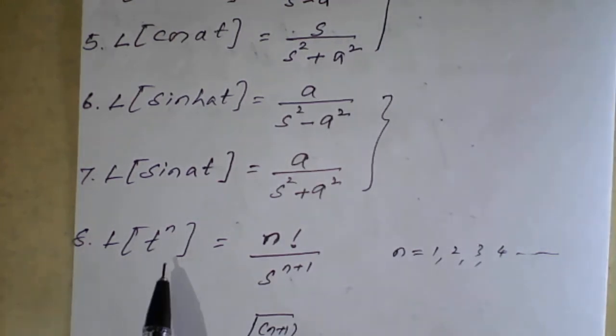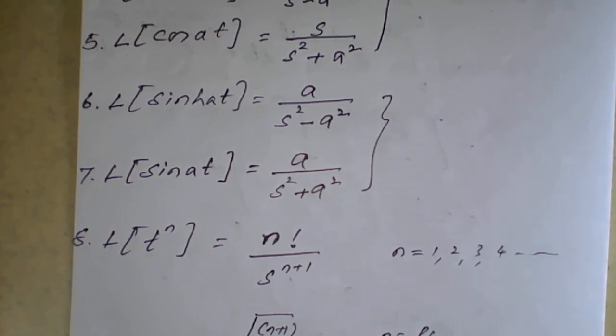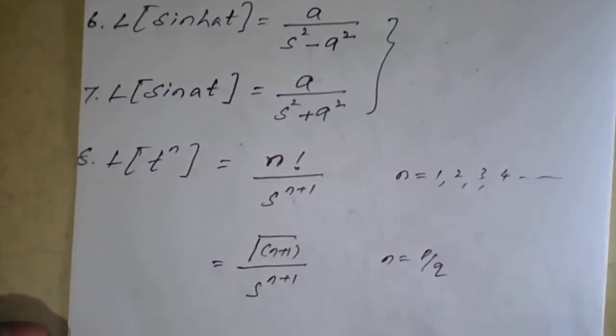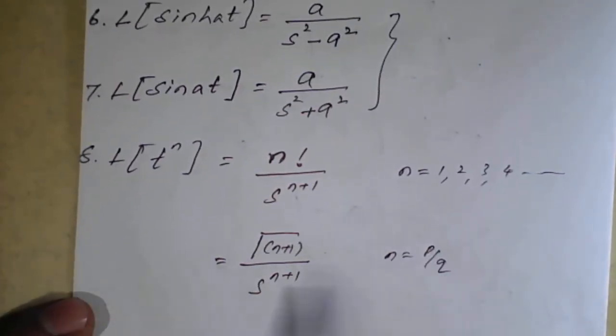So what is n here? n is a fraction, like 1 by 2, 2 by 3, 1 by 4, and so on. In such a case, if n is in p by q form, at that time we use gamma of n plus 1 divided by s raised to n plus 1.